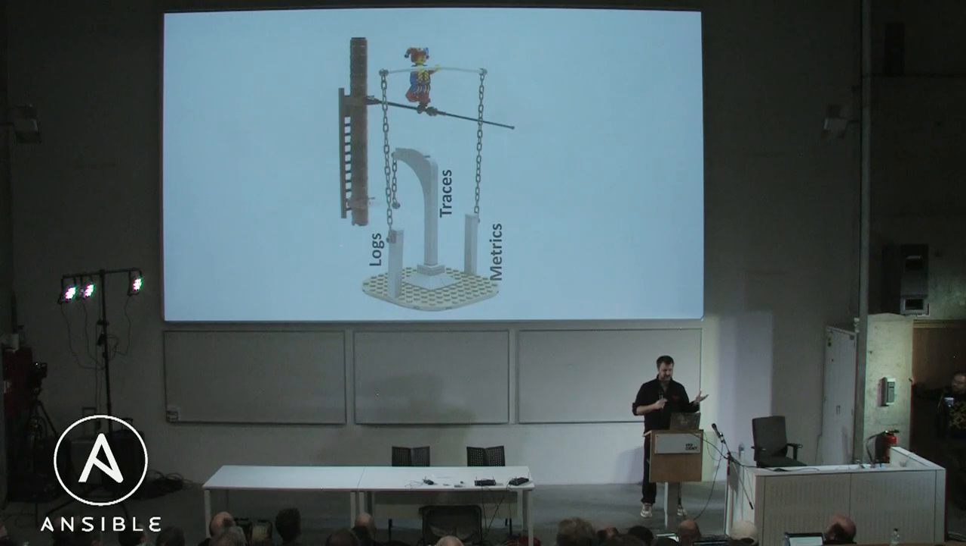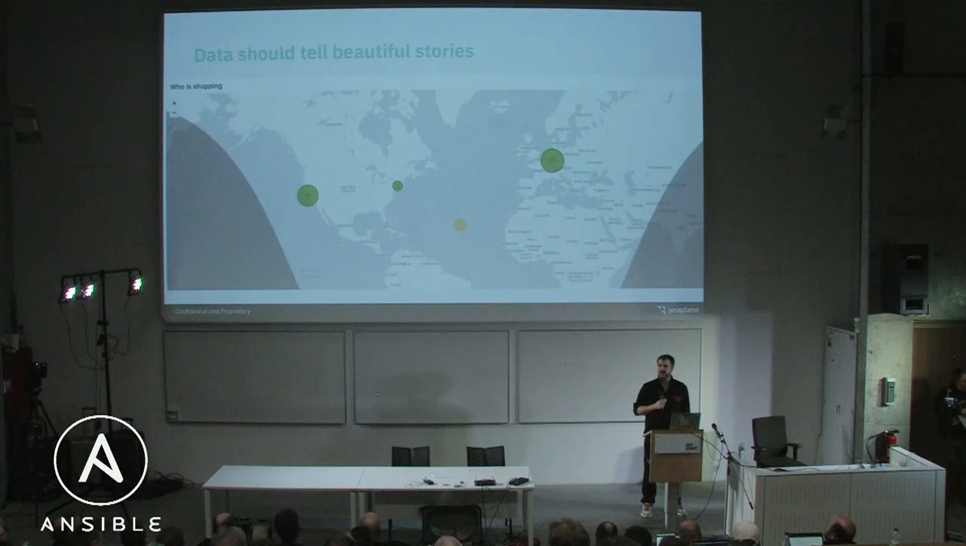Everybody that has a three-year-old at home, just like me, knows that if you have three separate pillars, it's not particularly stable. So what you actually want is some form of tensegrity in the system. All three need to be up for us to be balanced, to actually see what's going on in the system. So we need logs, traces, metrics, but we're going to zoom in a bit more on metrics.